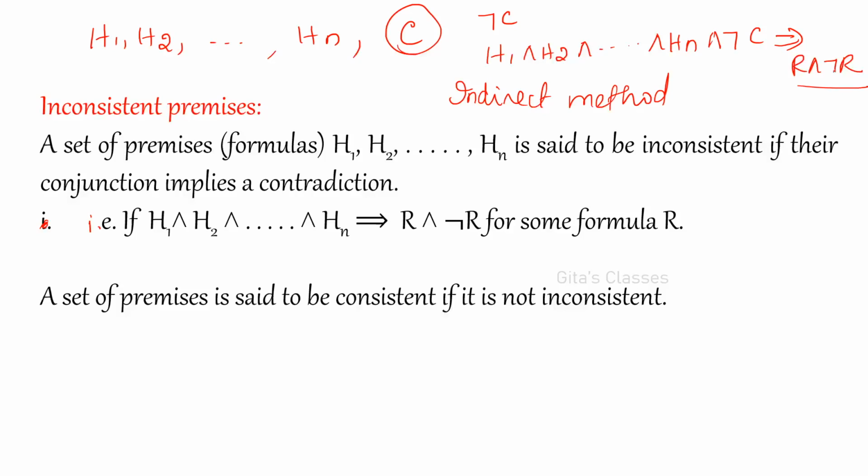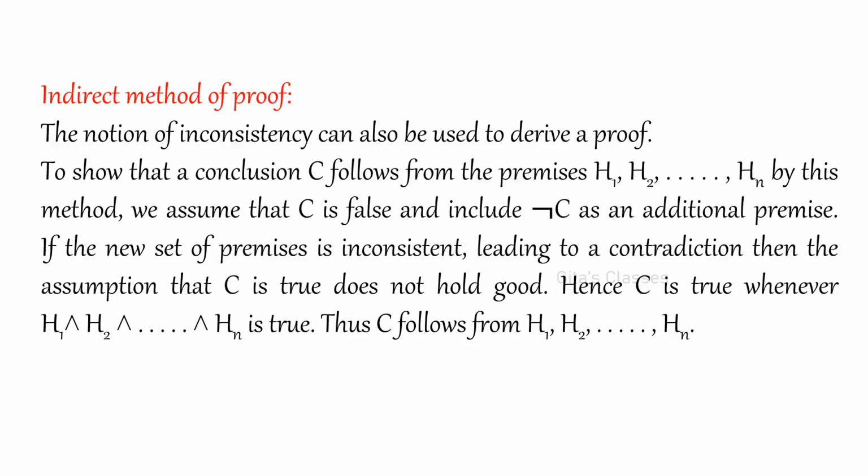R and not R means it need not be a single variable. It can be a formula. It may be a single variable or a formula. Okay. So for the indirect method of proof and the notion of inconsistency, you can go through all these things. Whatever I have explained now, I have written here. Okay. So now let us see some problems.